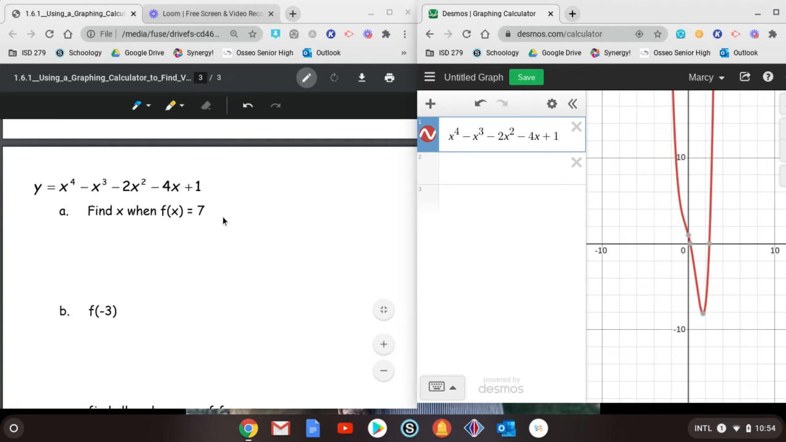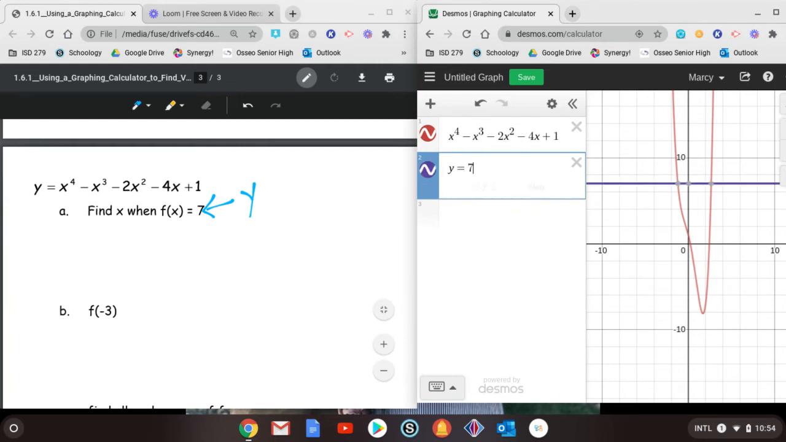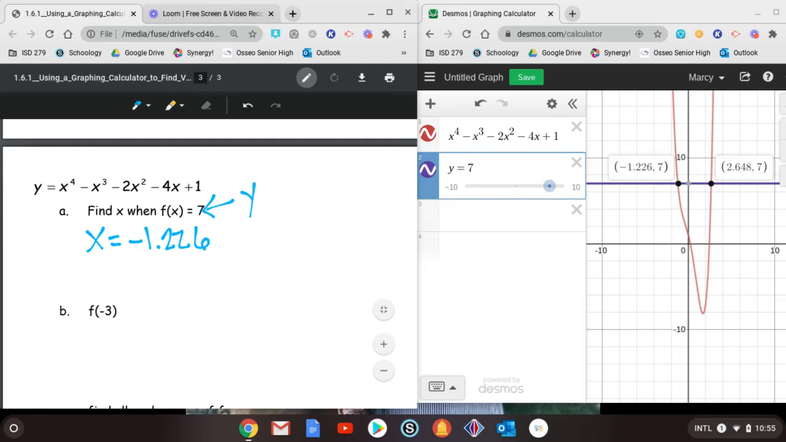Okay, remember this is my y value. So down here I'm going to put y equals 7. And there are my 2 points. So that's what I write down. So my x is negative 1.226 and 2.648.